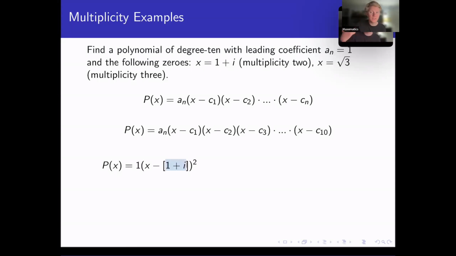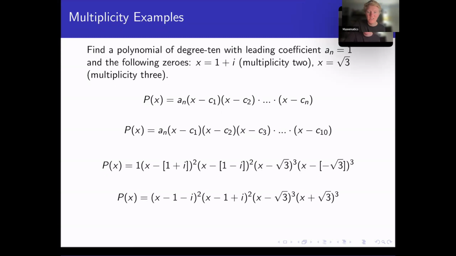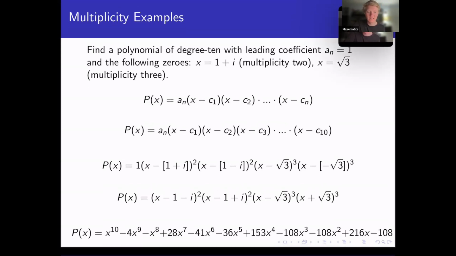But if 1 plus i is a zero, then 1 minus i is a zero with the same multiplicity. Well, we have x minus square root of 3, multiplicity 3, so cubed. If x equals square root of 3 is a zero, then x equals negative square root of 3 is also a zero. Okay, simplifying some negative signs, and we get this monstrosity that I would never expect somebody to actually do in person. But there we go.